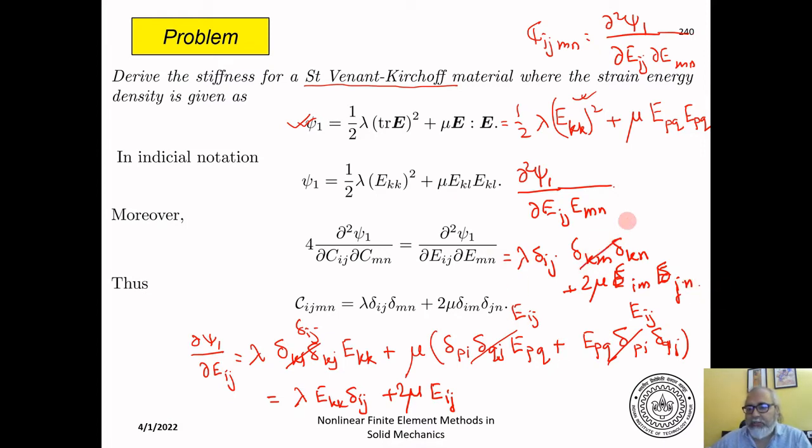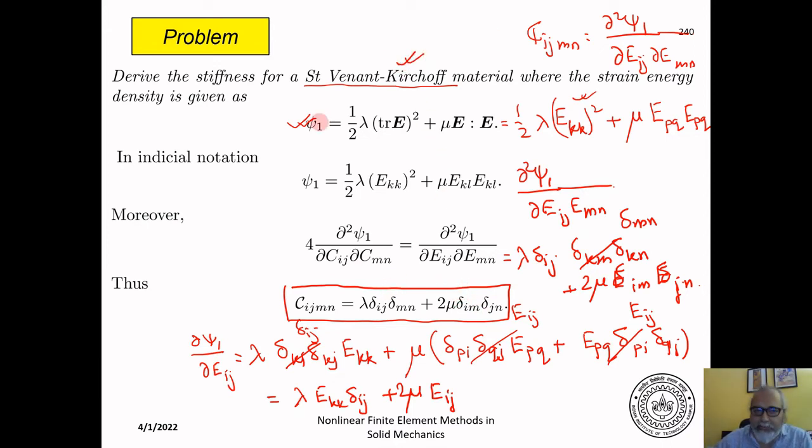So this obviously becomes delta mn, so finally Cijmn becomes this. Now you would see that this has almost the same form as the elastic stiffness for the Saint Venant-Kirchhoff material, which is not surprising because this is a quadratic strain energy density function, so the derivative of that would be linear, and the second derivative of that would be a constant, which it is.